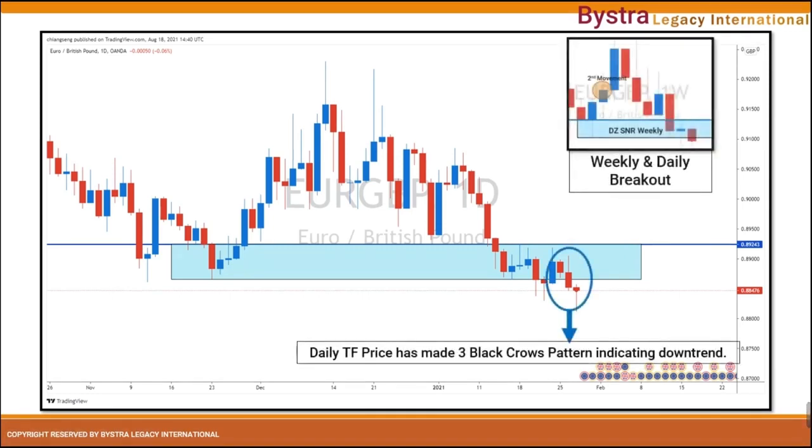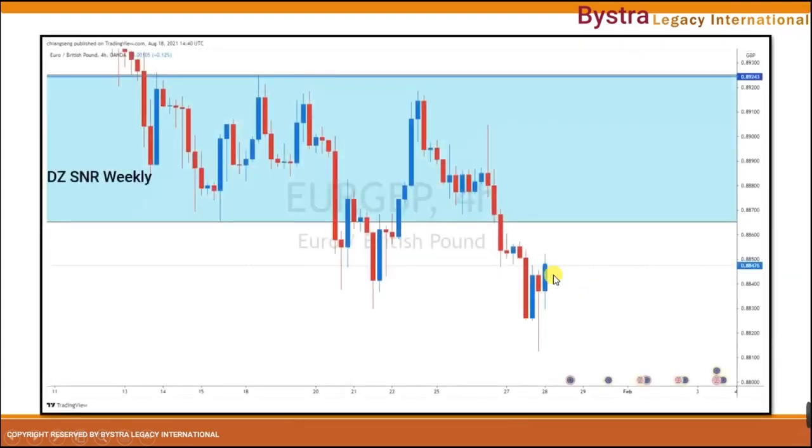As we can see, the daily time frame has made a three black crows outside of the zone, which is this one, indicating that it has rejected this zone and is going on a downtrend. Now, since there is a confirmation of rejection at the daily time frame, we should look for the setup at the H4 time frame and below.